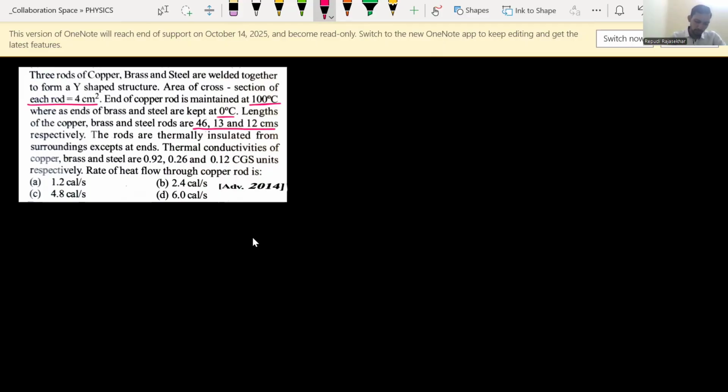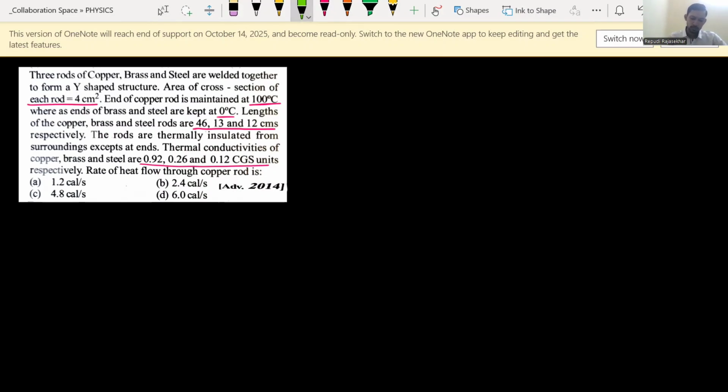The rods are thermally insulated from surroundings except at the ends. Okay, that means there is no exchange of heat with the surroundings, except at the ends of the rods. Thermal conductivities of copper, brass and steel are this much. These are the values given. What is the rate of heat flow through the copper rod? They're asking.